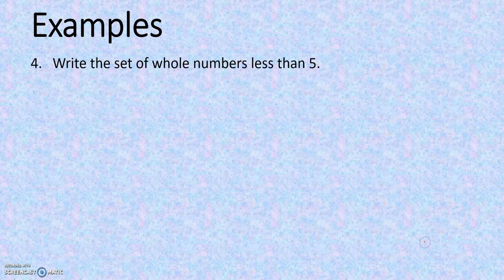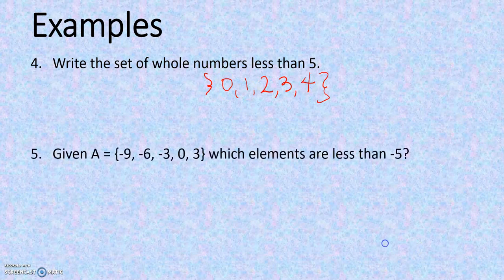Examples. Write the set of whole numbers less than 5. Remember, the set of whole numbers includes 0. We're going to use the roster method, so we're making our curly braces. 0, 1, 2, 3, 4, less than 5. Given the set A equals -9, -6, -3, 0, 3, which elements are less than -5? Smaller than -5 are -9 and -6.